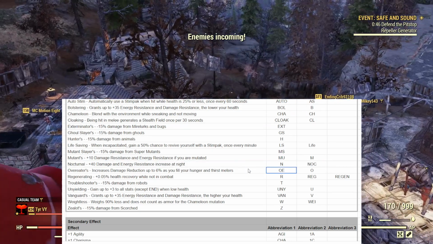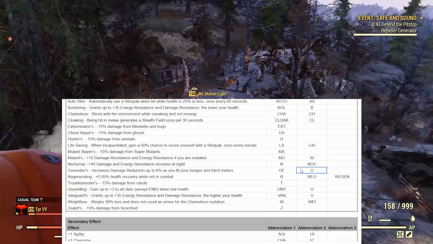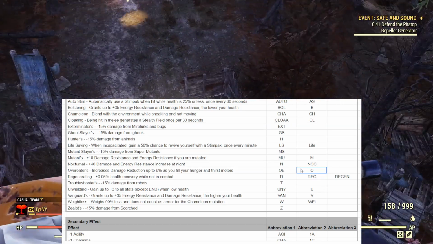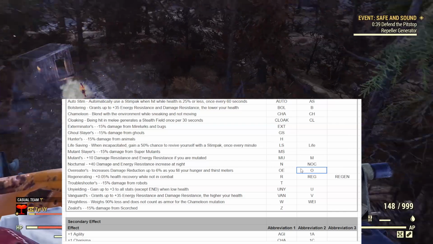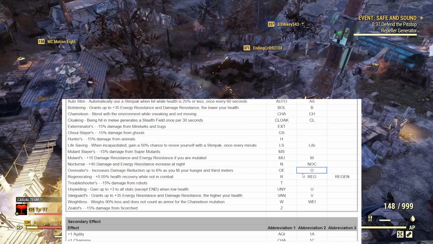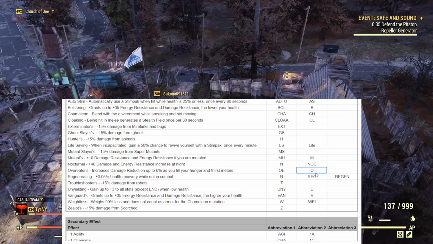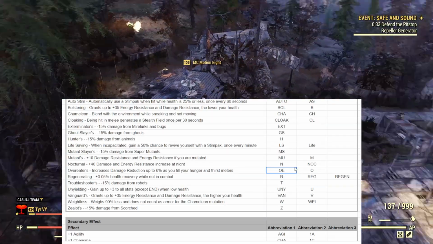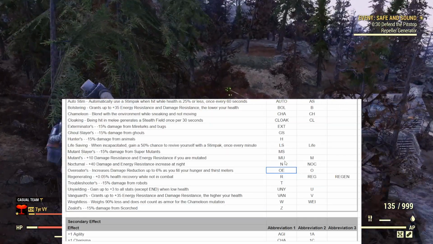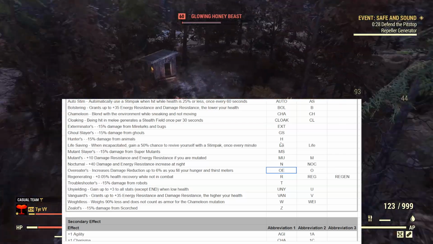Now, Overeaters, this is one of the new effects that have been added recently that is actually pretty sought after. Pretty rare for Bethesda to add a good effect in. You will see people write this as O every now and again, however the most common one is OE, Overeaters, OE. That just makes the most sense, it's common, everyone should just use that.